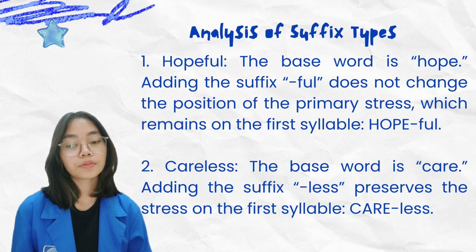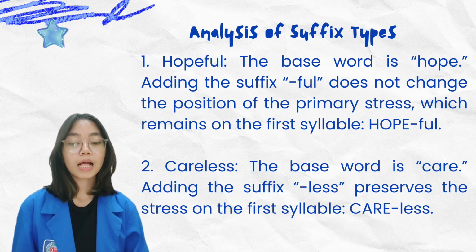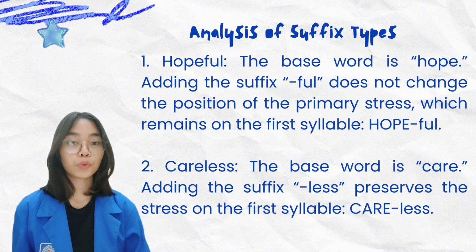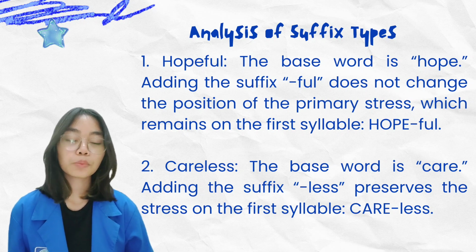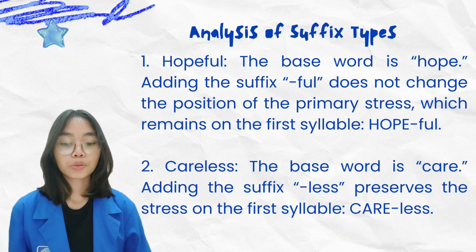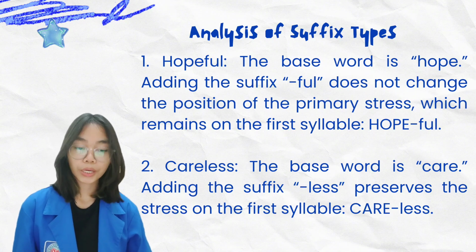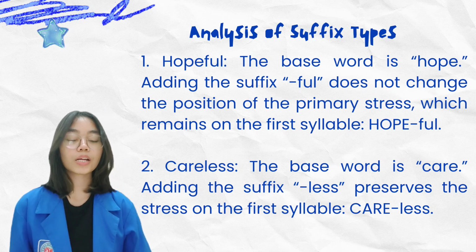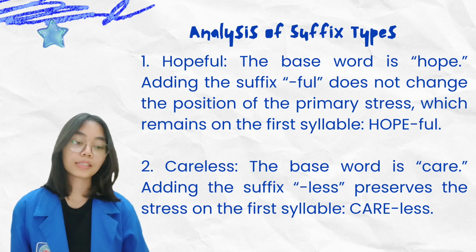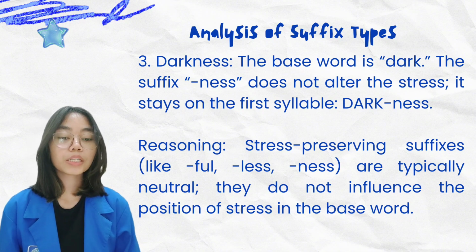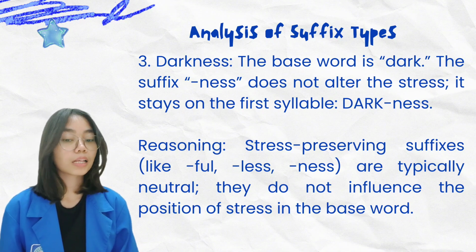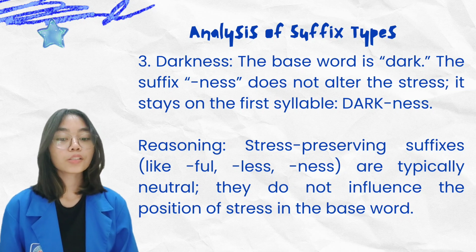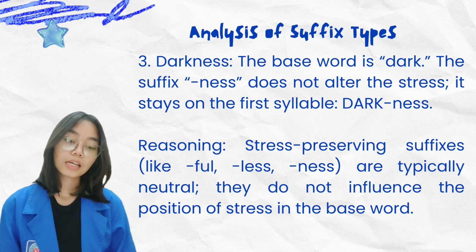So here is the analysis of suffix types. Number 1, "hopeful". The base word is "hope". Adding the suffix "-ful" does not change the position of the primary stress, which remains on the first syllable, "hopeful". Number 2, "careless". The base word is "care". Adding the suffix "-less" preserves the stress on the first syllable, "careless". Number 3, "darkness". The base word is "dark". The suffix "-ness" does not alter the stress. It stays on the first syllable, "darkness".